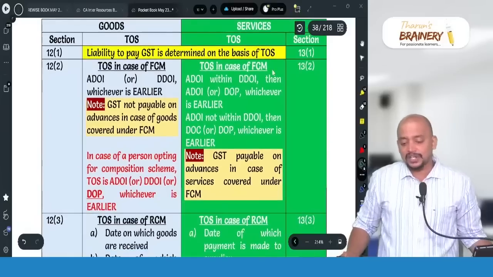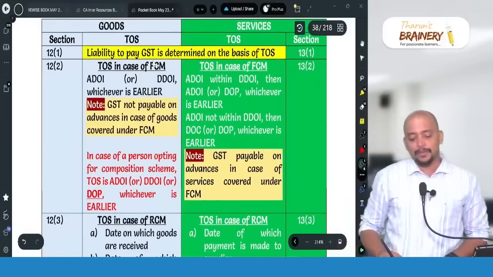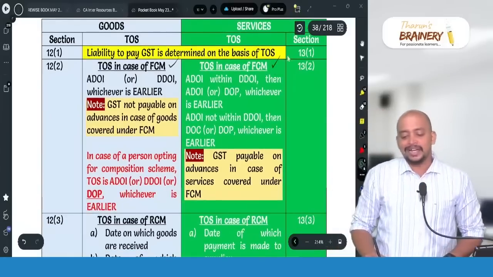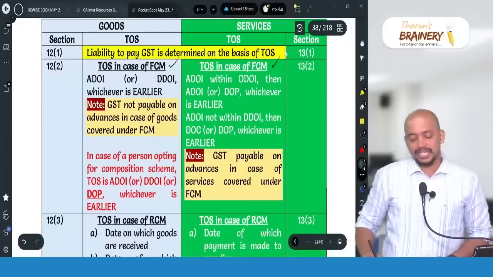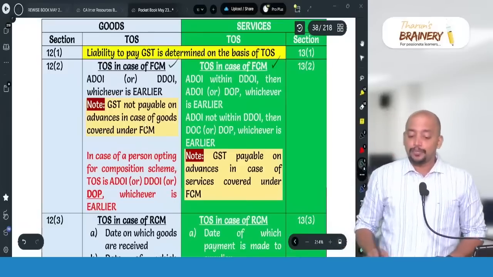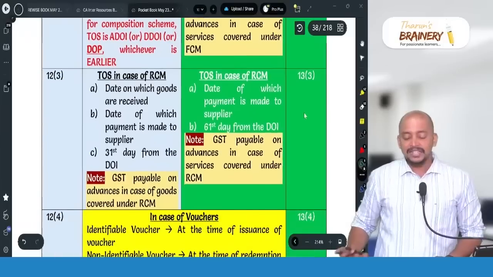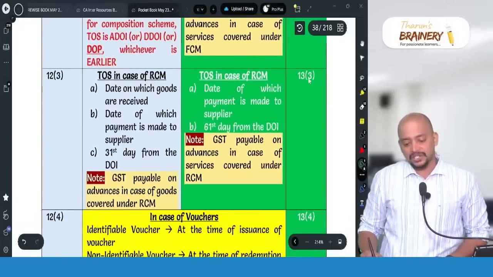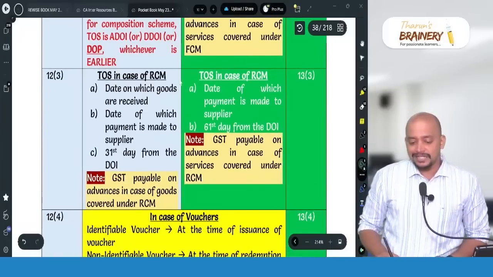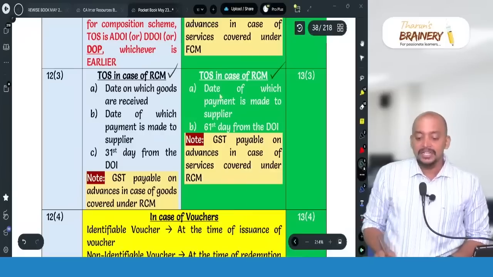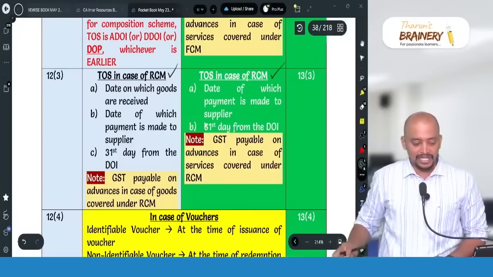Whereas 12 subsection 2 and 13 subsection 2, if you see, time of supply in case of FCM: goods FCM is 12.2, services FCM is 13.2, but the provisions are different. The situation is the same, but the provisions are different. Whereas 12 subsection 3 and 13 subsection 3: services RCM is 13 subsection 3, goods RCM is 12 subsection 3. The situation is the same, but the provisions are different.